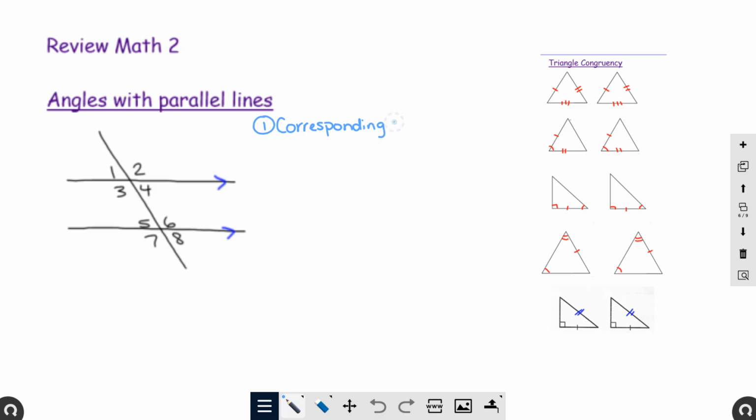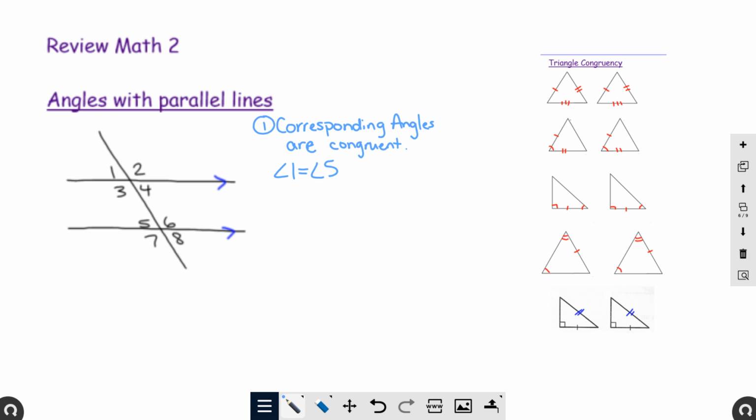And corresponding angles are congruent. Now, let's label those first, and then I'll get y'all to figure out our next type. So, which ones are considered corresponding? Like angle 1 is corresponding to angle 5. Angle 1 and angle 5 are corresponding angles. They're on the same side of the transversal and they're congruent.